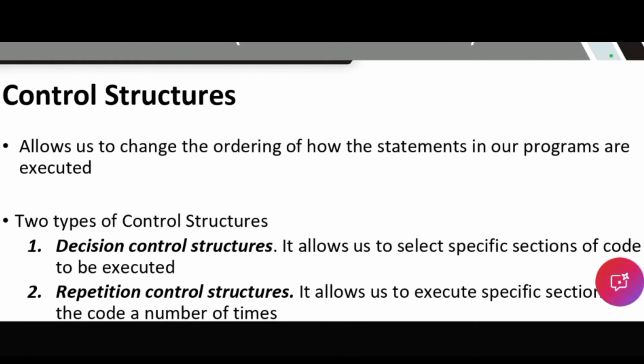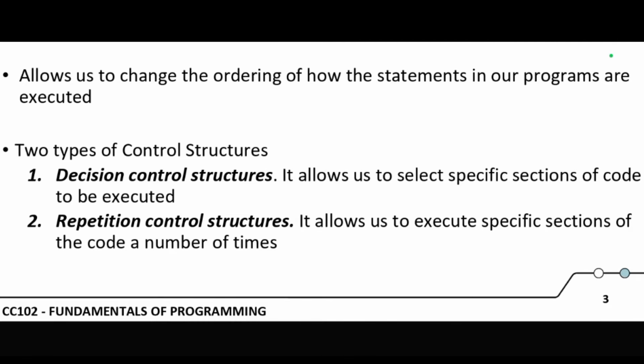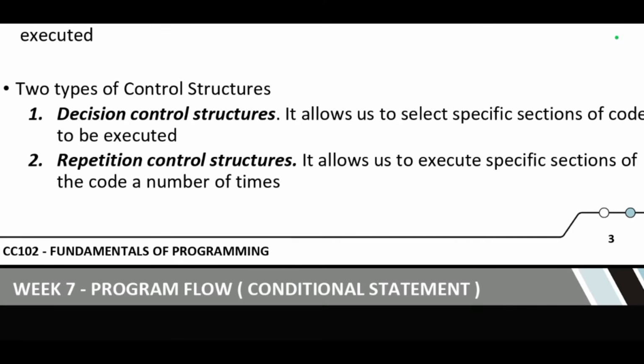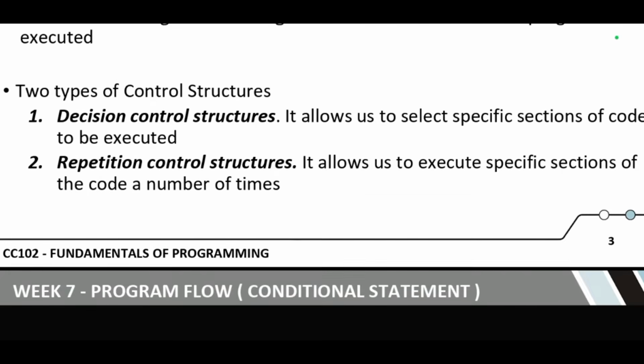Control structures. Control structures allow us to change the ordering of how statements in our programs are executed. There are two types of control structures. Firstly, decision control structures. It allows us to select specific sections of code to be executed. Number two is the repetition control structures. It allows us to execute specific sections of code a number of times.